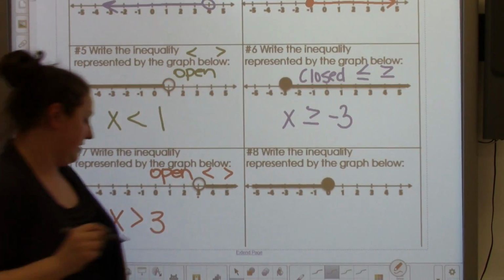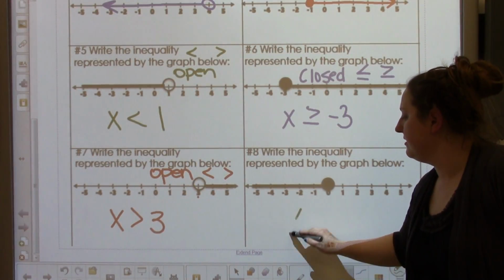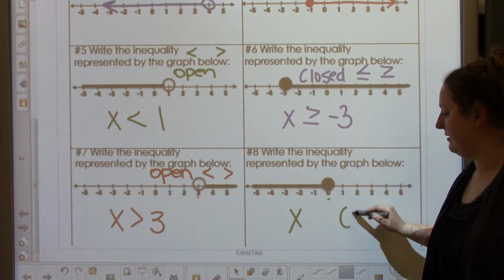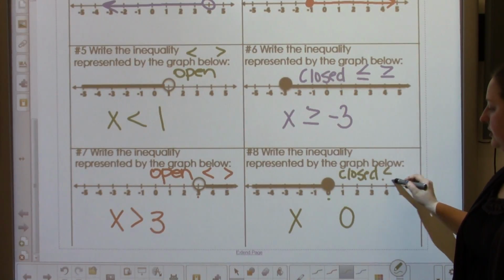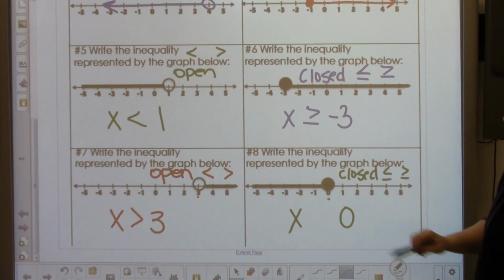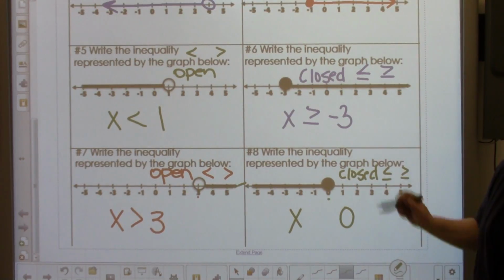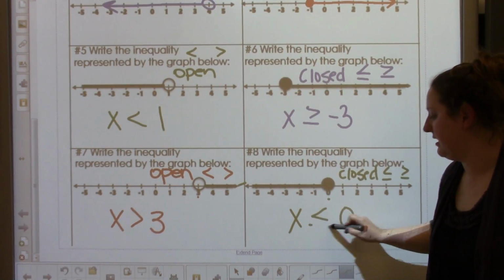And last but certainly not least, again, variable, the number that it's at, it's a filled-in circle, it's closed, so it's either less than or equal to or greater than or equal to. And these numbers that are shaded in are smaller than 0, so less than or equal to.